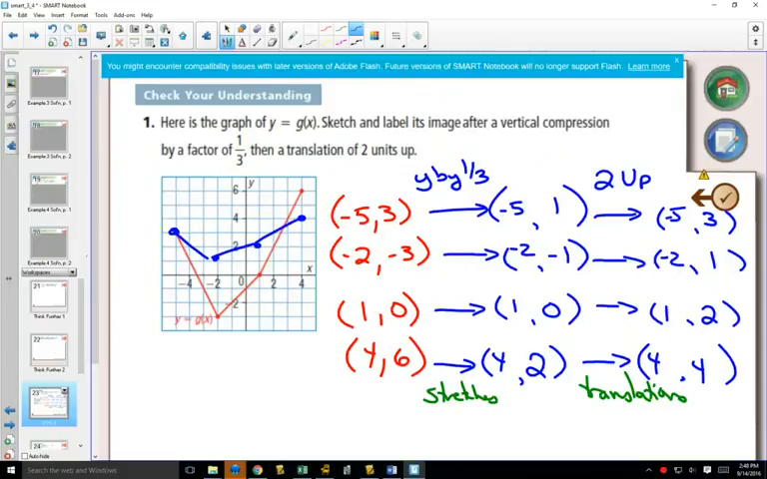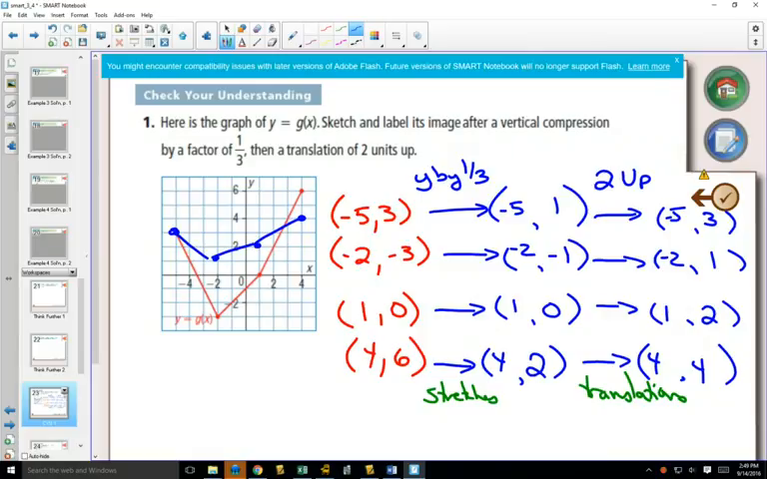Now, to get a sense if this is actually what it should be, go back and look at what we needed to do. We needed to multiply y by 1/3. That's going to compress y. Does our new graph look like the old graph being squished? And then, after it's been squished, has it been moved up too? That's one thing you're going to do just as a mental check. Does my graph look like the right kind of shape?